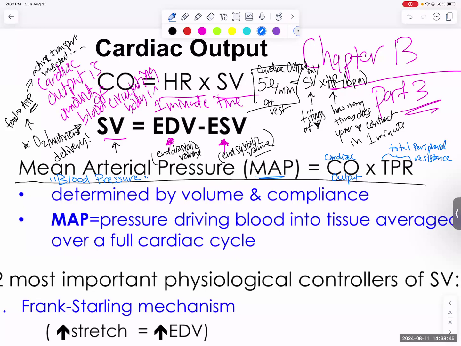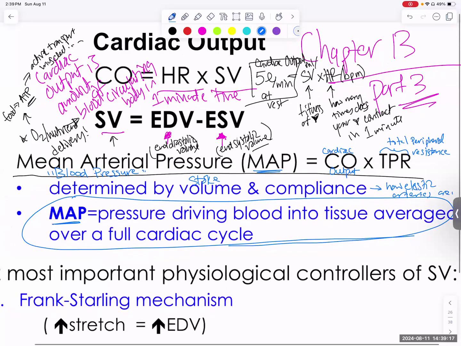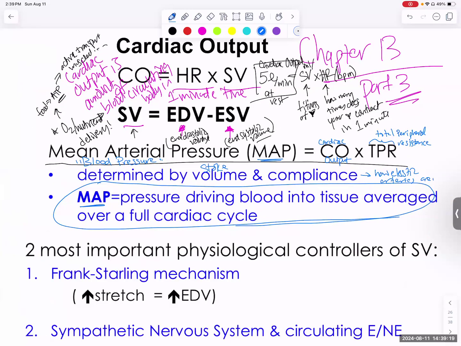So what determines these things is really the pressure driving blood into the tissues averaged over a full cardiac cycle, which is your mean arterial pressure. And stroke volume and compliance, which is how elastic the arteries are, all factor into mean arterial pressure.